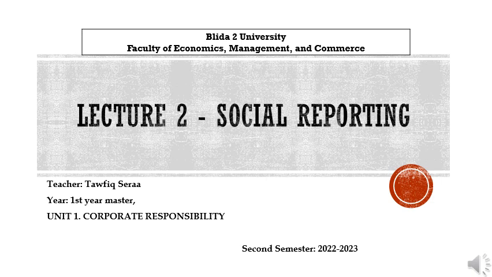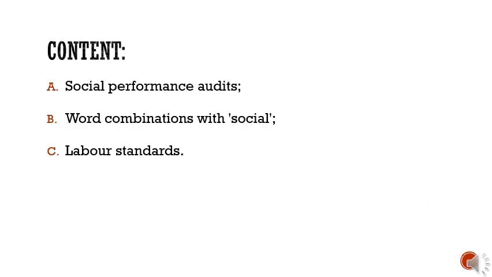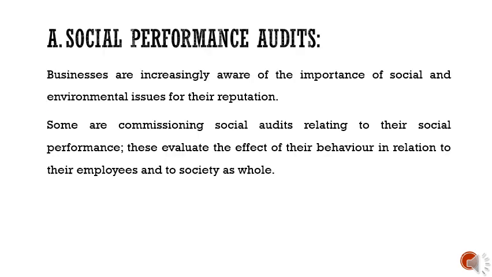Social reporting is a process of gathering, analyzing, and communicating information about an organization's social, environmental, and economic performance to stakeholders. Content. In this lecture, we will talk about three elements: social performance audits, word combinations with social, and labor standards. A. Social performance audits.